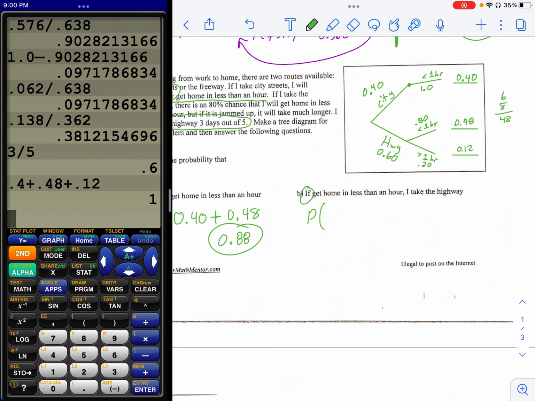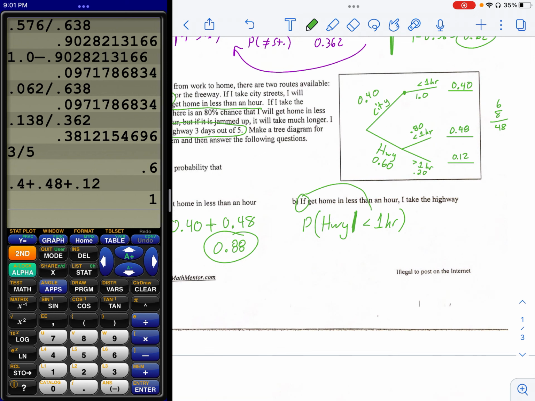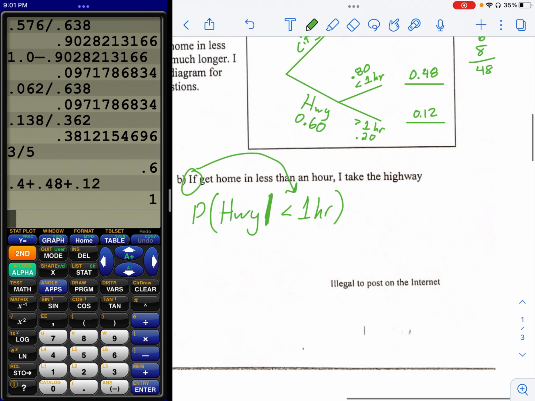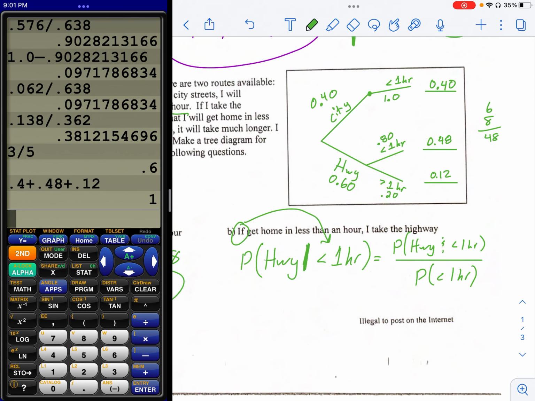B, it's got an if, so this is a condition. If I get home in less than an hour, what's the probability I took the highway? So highway given less than 1 hour. Okay, the if is the condition. Okay, using our formula, the numerator will be the probability of taking the highway and getting home in less than an hour. The denominator is the probability of the condition, probability of getting home in less than 1 hour.